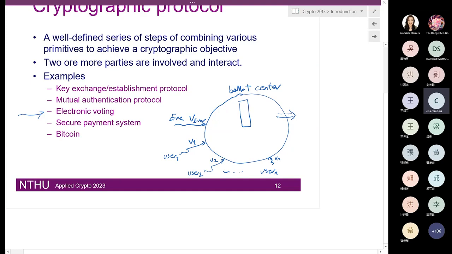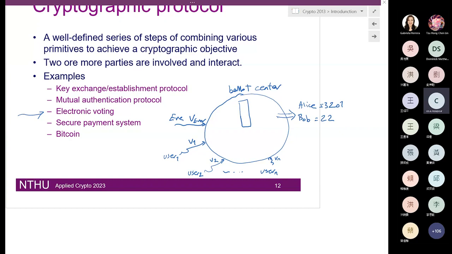At the end, it counts the votes, and maybe it says that Alice got, let's say, 3,021 votes and Bob got maybe 22 votes, right? So Alice basically won. This is the sort of system that we are talking about.